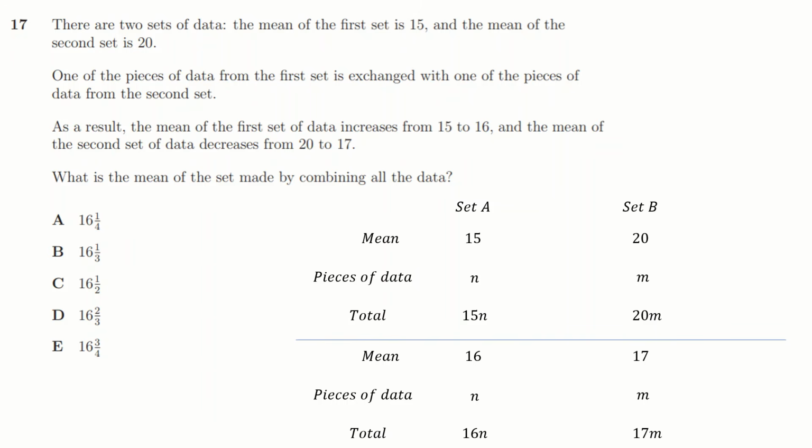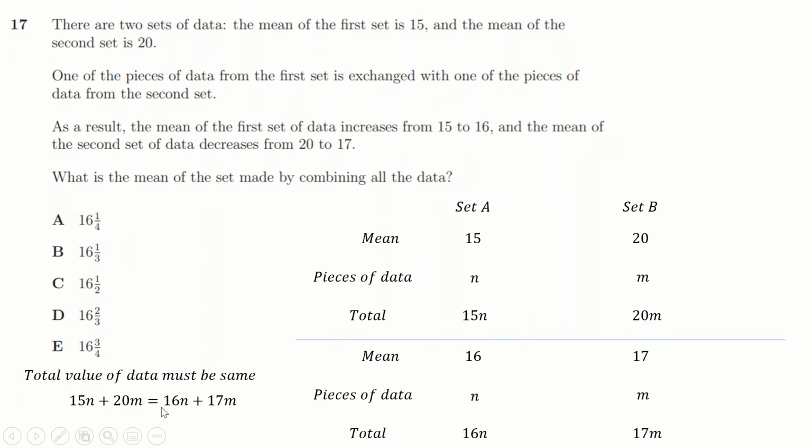You've just swapped it from one set to the other. So the total, the 15N plus 20M, the total of this set plus the total of this set, must equal the same thing at the start before you did the swap as at the end. So this total here must equal this total down here, right? Because none of the data's changed value. You just swapped it from one place to another.